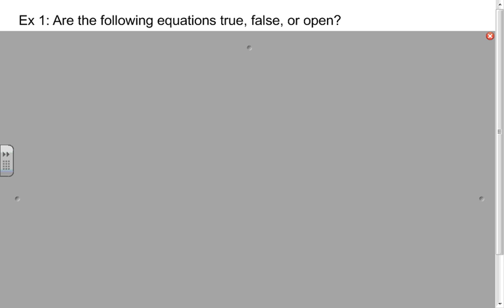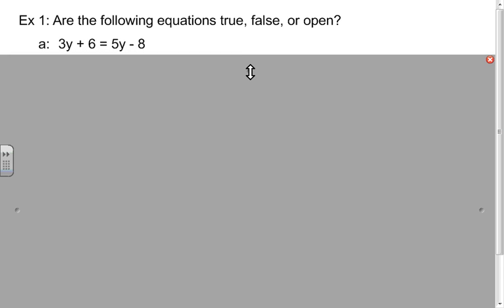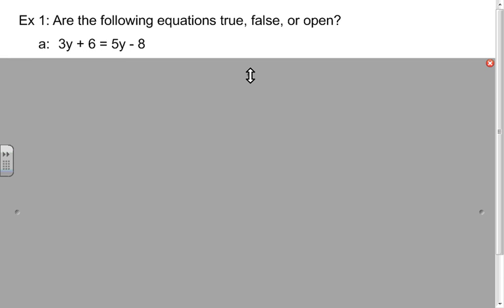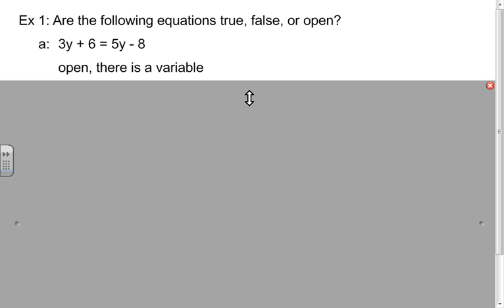Some examples of these: are the following equations going to be true, false, or open? So there's the first one. The first thing I noticed about this equation A is that there's y's in it. Y is a variable, and we know from that other screen that if you have a variable, it's automatically an open equation. So the answer to that one is open because there's a variable.